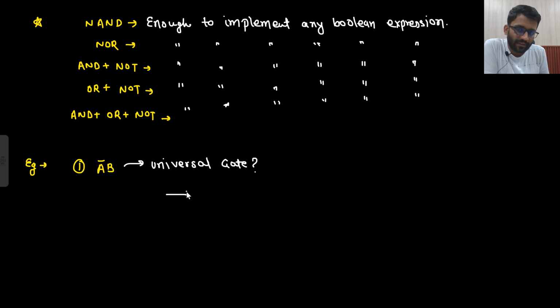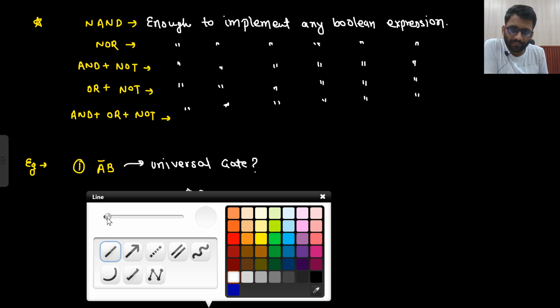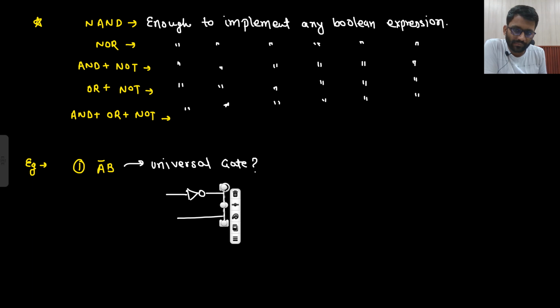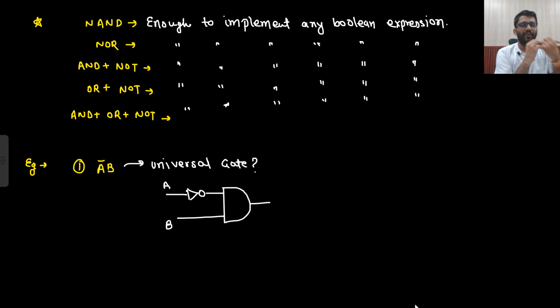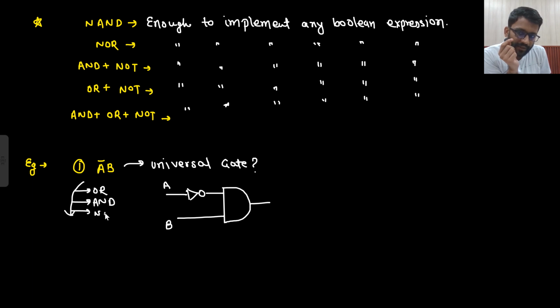That means this is the gate, right? Can it implement any boolean expression? That we need to know. Now what will be my target? If from this gate I can get OR gate, AND gate and NOT gate, if I can get these three, that means I can implement any boolean expression. Say yes or no. My target will be to get these three.